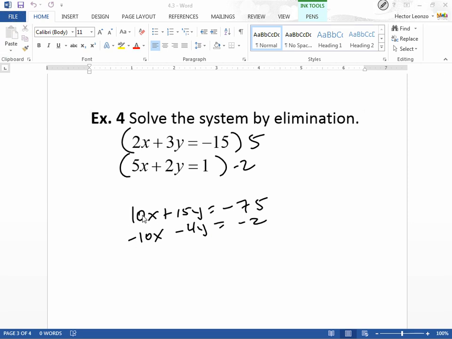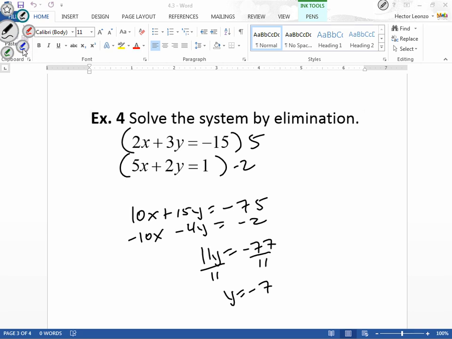Now, when I combine my x's, it's going to cancel out. So once again, my goal was to cancel out the x's. I can make both 2 and 5 into a 10. Multiply 2 by 5, multiply 5 by 2. Notice how one of my numbers has a negative sign because I wanted one of my 10s to be negative. Because now when I combine the x's, 10 minus 10 equals 0. Now on the y's, 15 minus 4, I get 11y. Negative 75 and a negative 2, I get negative 77. Let me divide both sides by 11. So y must be negative 7.